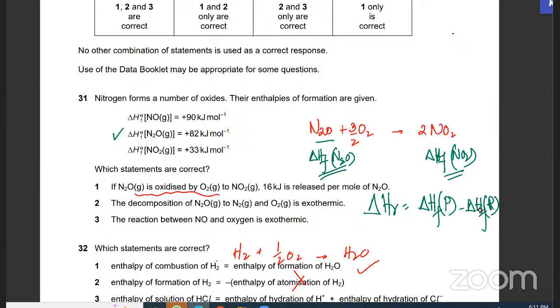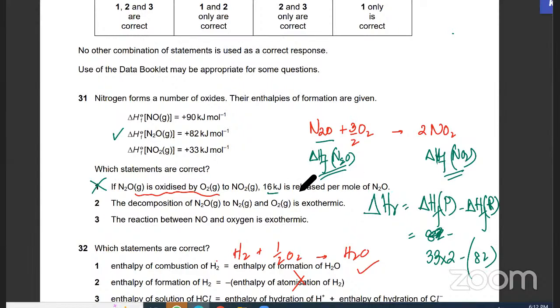Okay, now what is the value? It's going to be minus 16. The N2O is 1, so that's 82, right? Minus, there are two NO2s. Sorry, it's going to be product minus reactant. Product is 33 into 2, that is 66, minus 82. And that comes out to be minus 16, right? So the first one is wrong, right? Because you're getting minus 16.